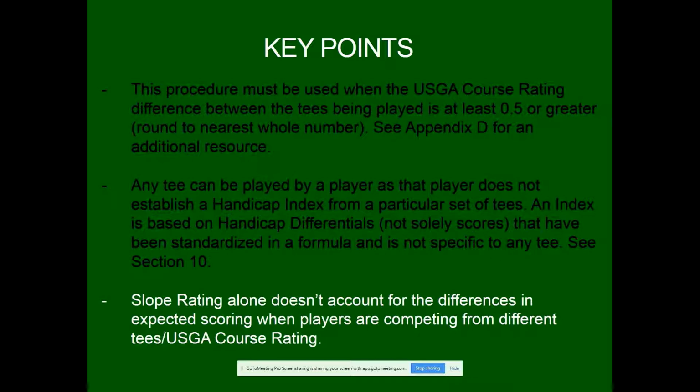Just keep in mind that nobody has a handicap from a particular set of tees. I've heard that conversation way too many times. Your handicap index is universal. It's used across any golf course or any set of tees. And slope rating alone doesn't account for the differences in expected scoring when players are competing from different tees. Like we said, slope doesn't have anything to do with this. This has to do with the rating between the tees. We're looking for straight stroke differences between those two tees in difficulty.